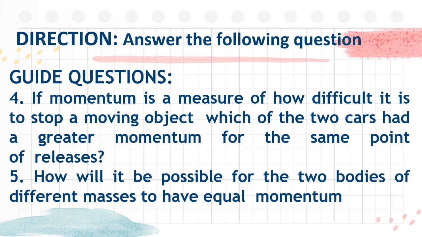Fourth guide question, if momentum is a measure of how difficult it is to stop a moving object, which of the two cars had a greater momentum for the same point of release? And lastly, how will it be possible for the two bodies of different masses to have equal momentum?